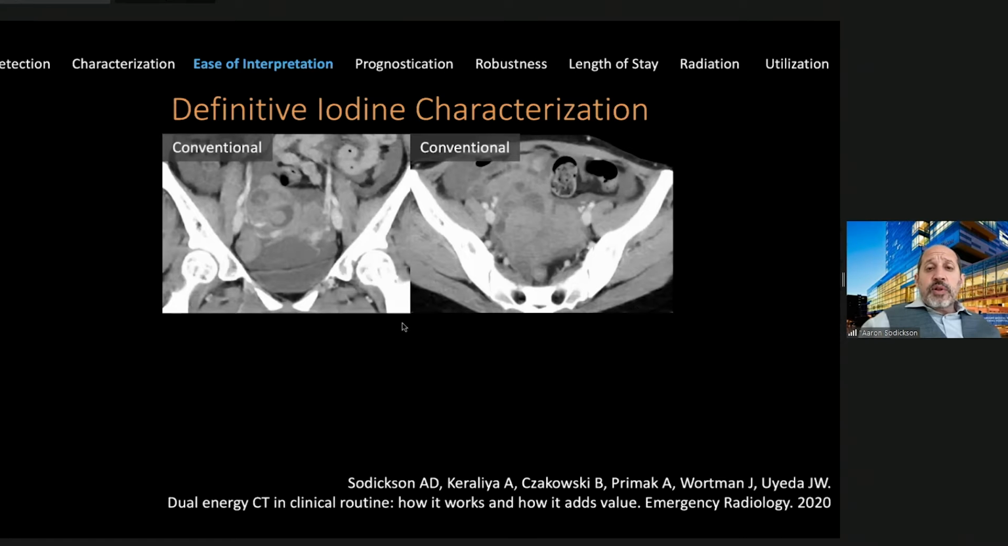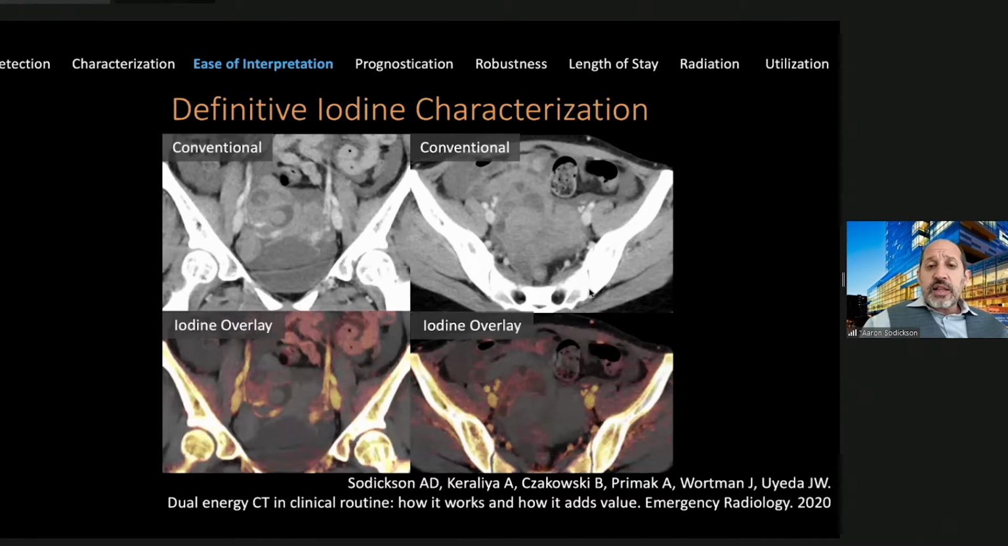Can also be helpful in other areas. Here in the pelvis, we see something's going on down here. It's hard to tell exactly what. If we show the iodine content distribution, we can see nice preserved enhancement in this ovarian parenchyma surrounded by non-enhancing material, hemorrhage. This is likely a hemorrhagic cyst causing hemorrhage to surround the ovary, but we have preserved enhancement here.